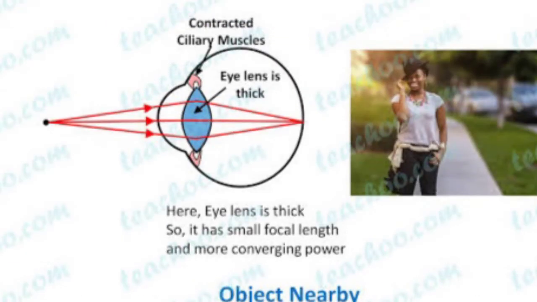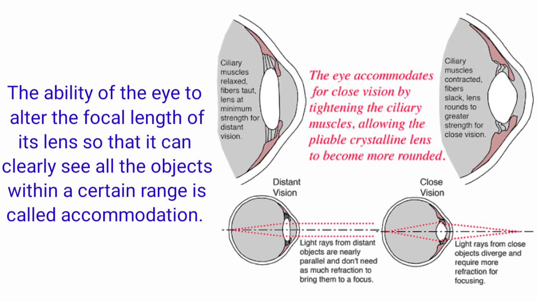On the other hand, when we look at an object close to us, the ciliary muscles contract, making the lens thicker by reducing its focal length. This increases the converging power of the lens and we can see the objects clearly. So we come to the point, the ability of the eye to alter the focal length of its lens so that it can clearly see all the objects within a certain range is called accommodation.